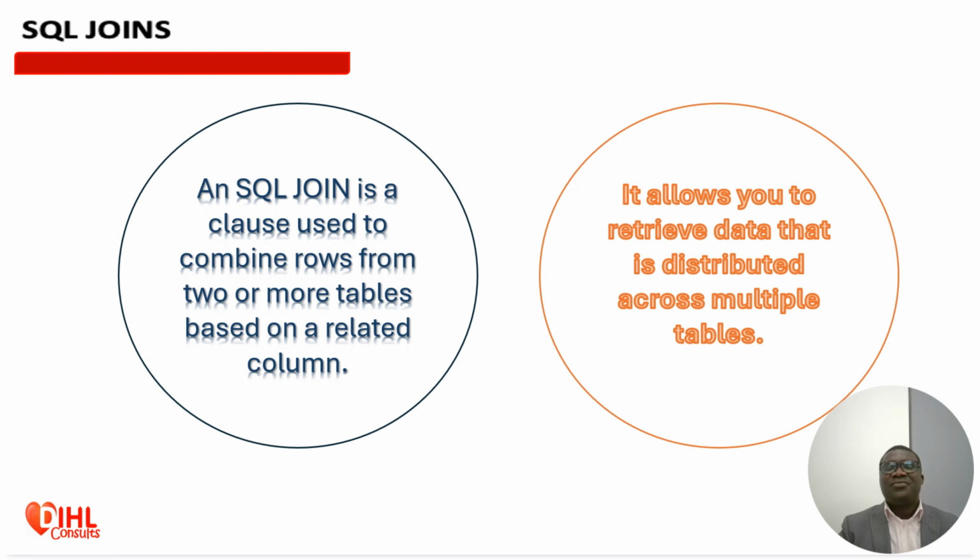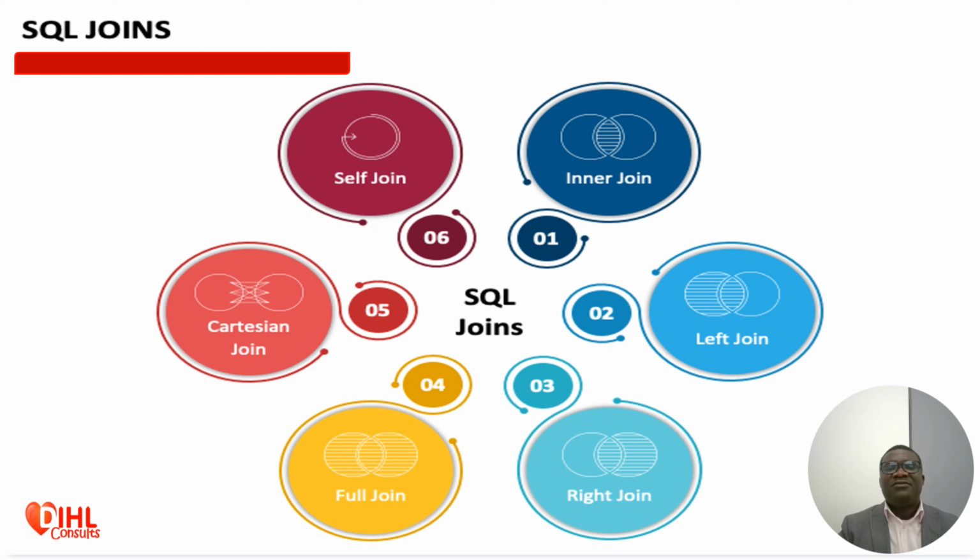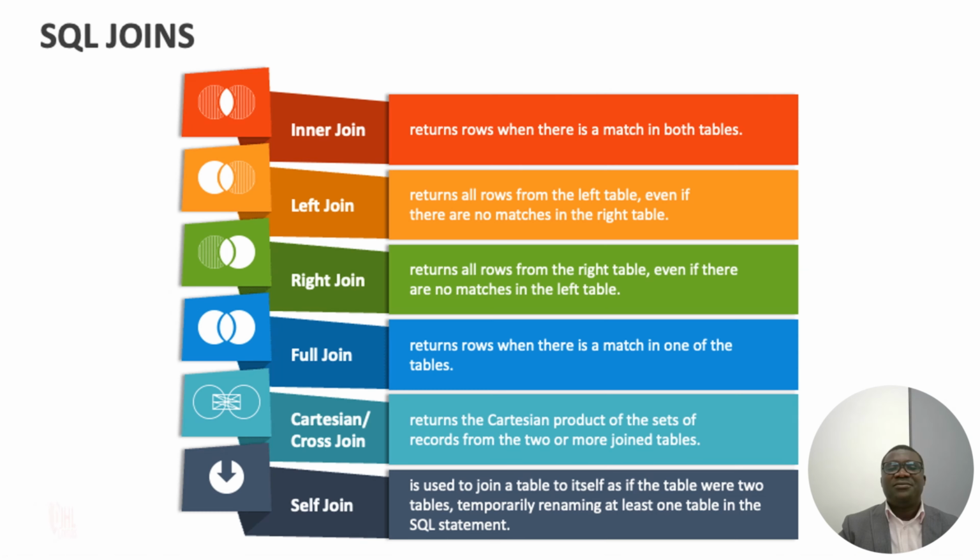So if you are faced with a requirement to extract reports with data distributed across various tables, you will need SQL joins to bring the tables together in order to retrieve your data. Let's look at the types of SQL joins. We have inner join, left join, right join, full join, Cartesian join, and self join. All of these we'll be demonstrating in this video.